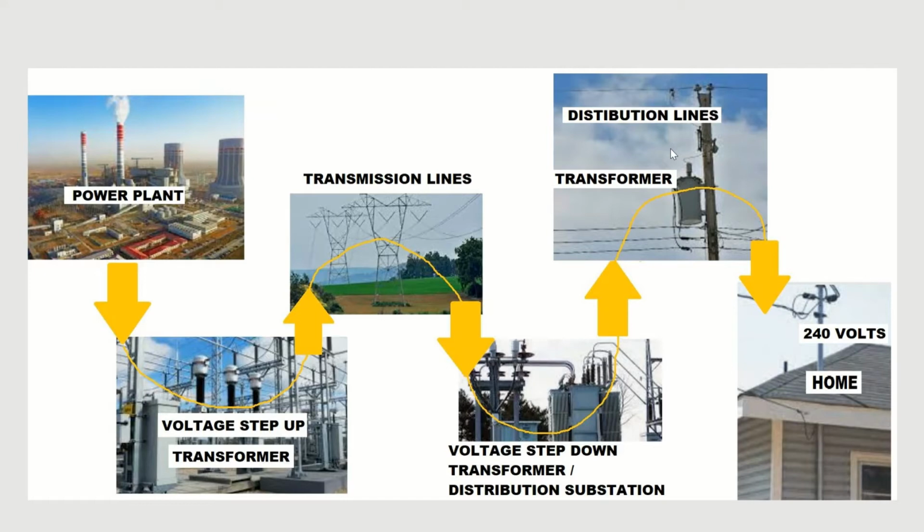On some of these poles in your neighborhood, you may notice a transformer. These transformers have the responsibility of one last step down or pressure reduction before the electricity goes into a home. This reduces the electrical pressure to a measurement of 240 volts.